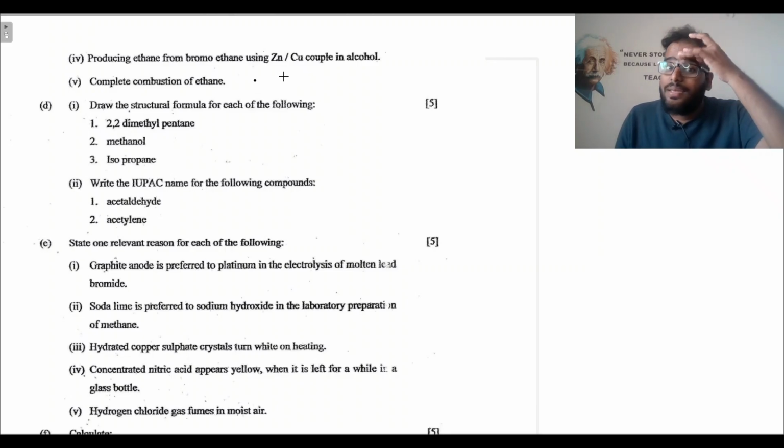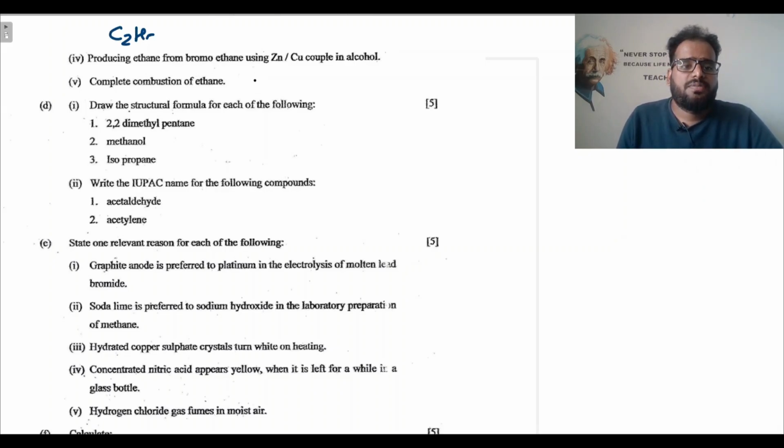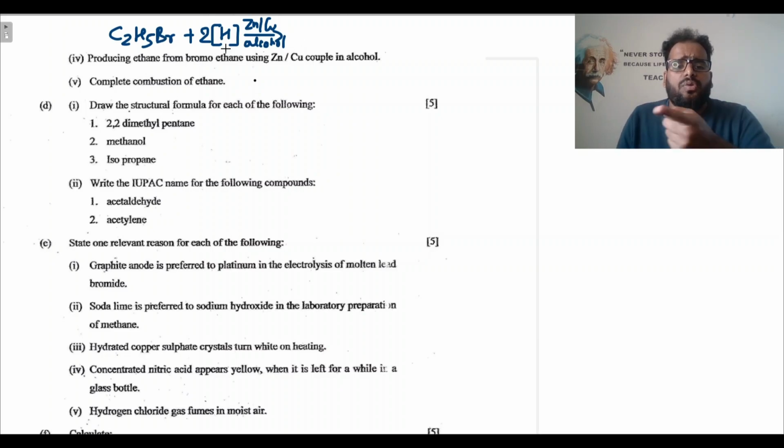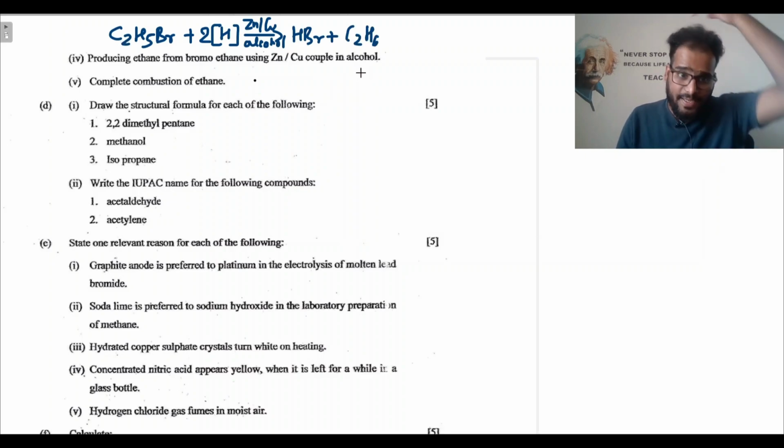One is soda lime and sodium acetate, the second one I will take from the alkyl halide, bromoethane. Bromoethane will be C2H5Br. Zinc copper couple will give us the nascent hydrogen. So you have to write it like this too. On the arrow write zinc copper couple and you are taking the alcohol. So both you have to write. Remove one Br with one H, so HBr goes, and one H you give to C2H5, so you will get C2H6 which is ethane.